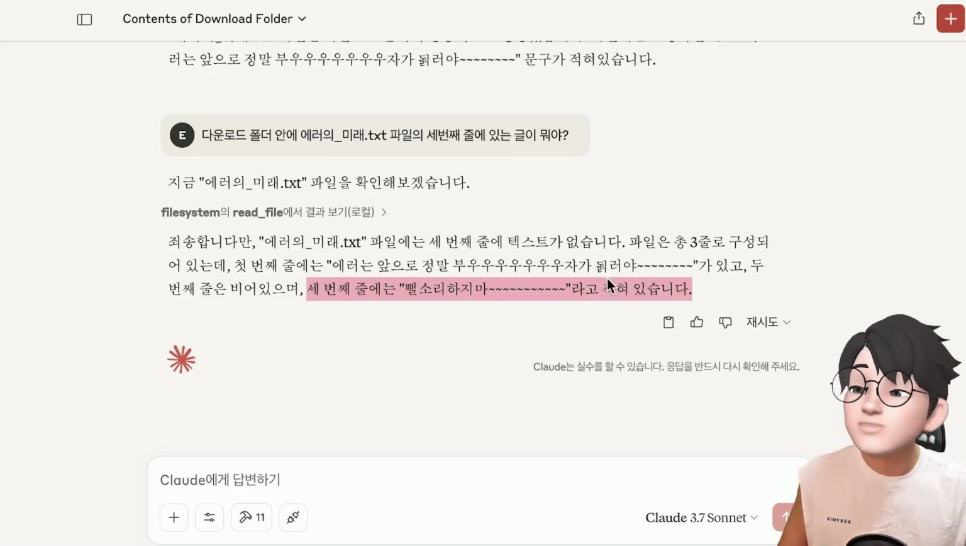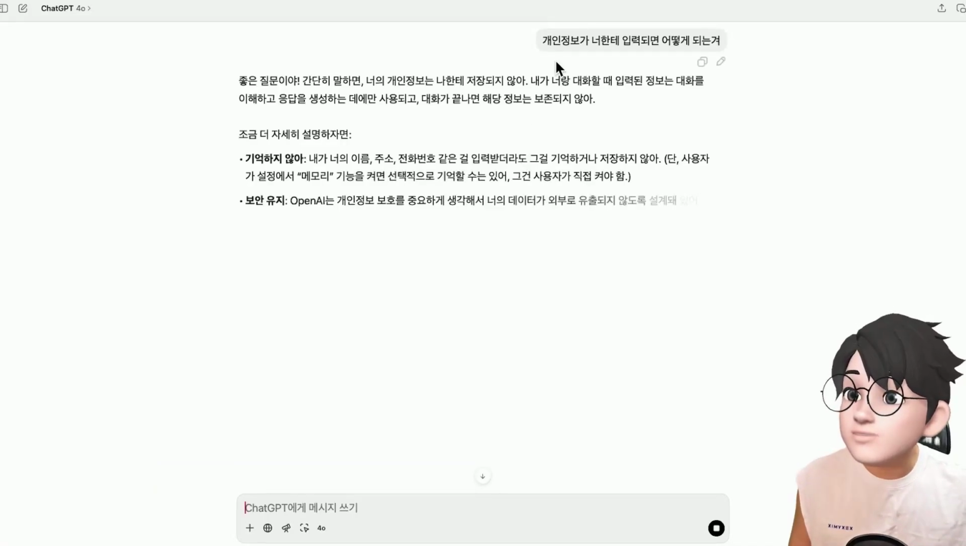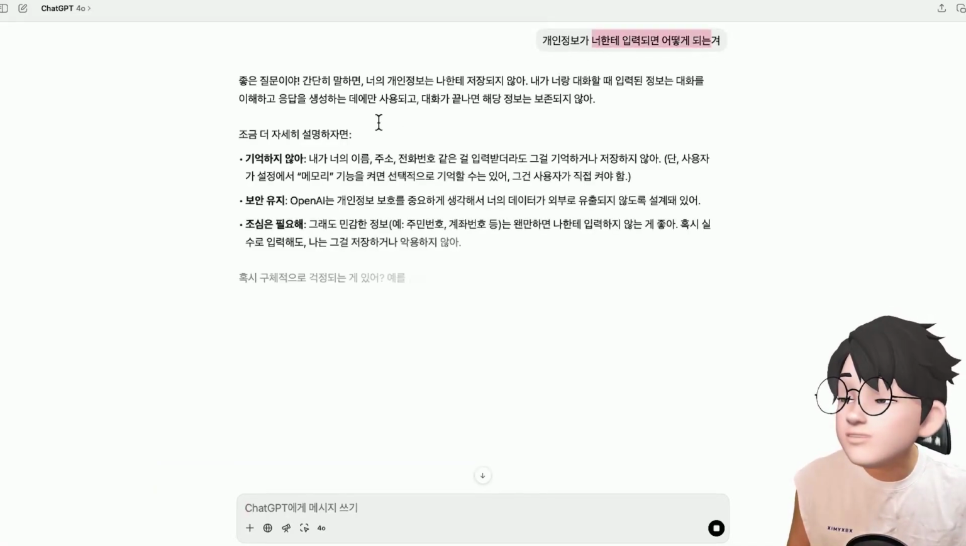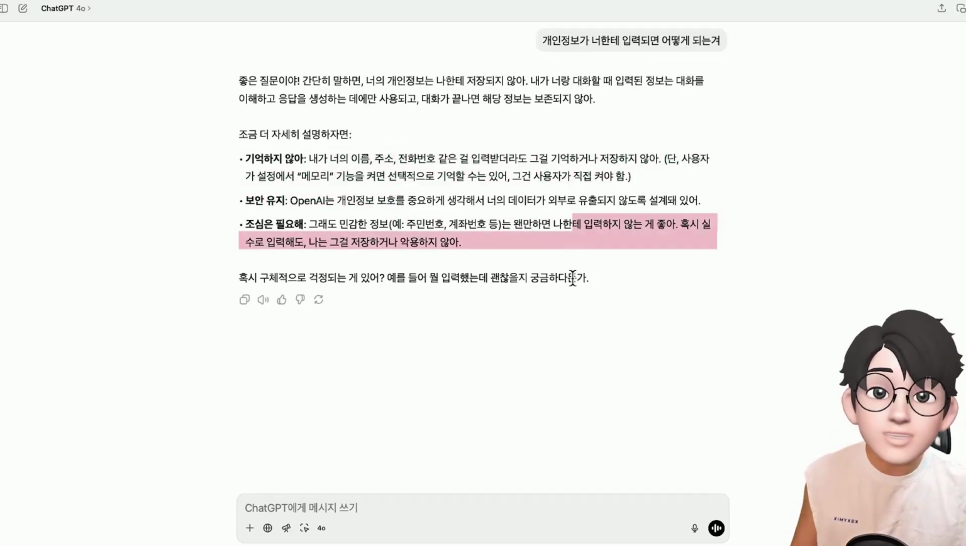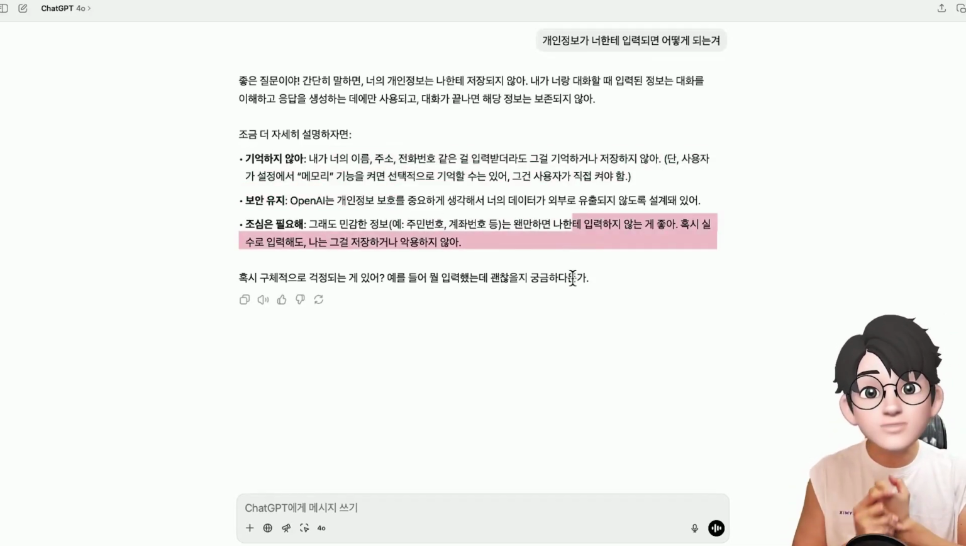For example, when using Claude or ChatGPT, I asked, what happens if I input personal information? They assure it won't be remembered and security is maintained. But it's safer to avoid inputting sensitive information. So, what does this mean? In any case, networking back and forth with the server can cause issues.